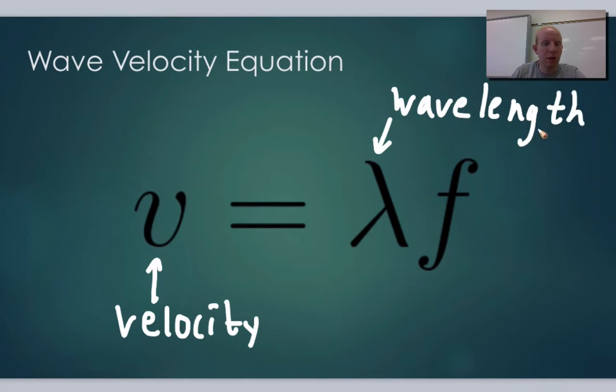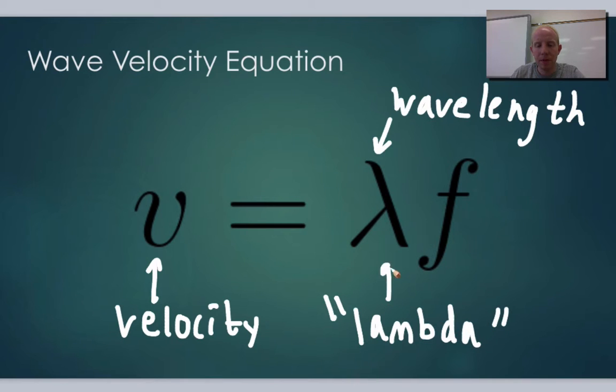If you're wondering what the weird symbol is right there, this is called a lambda. It's a Greek letter that I don't remember what it correlates to, but it looks like an upside down Y, and this is what we use for wavelength. And then f is frequency. And that's our wave equation.